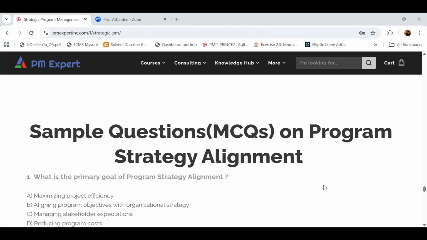Let's start with some basic and easy questions first. What is the primary goal of program strategy alignment, guys? You have all the options. Select one option out of this. It's B. So, do we all agree to B? Bravo, yes.